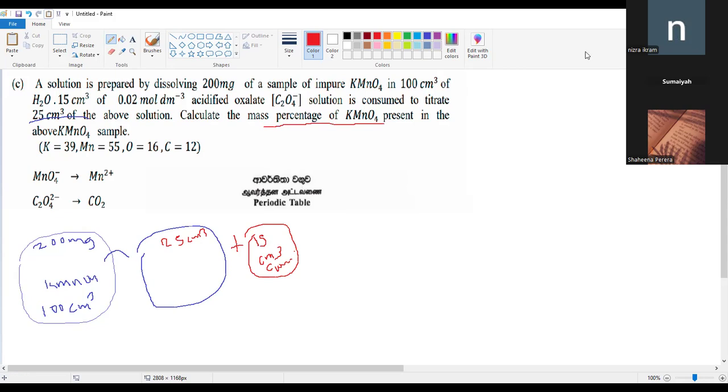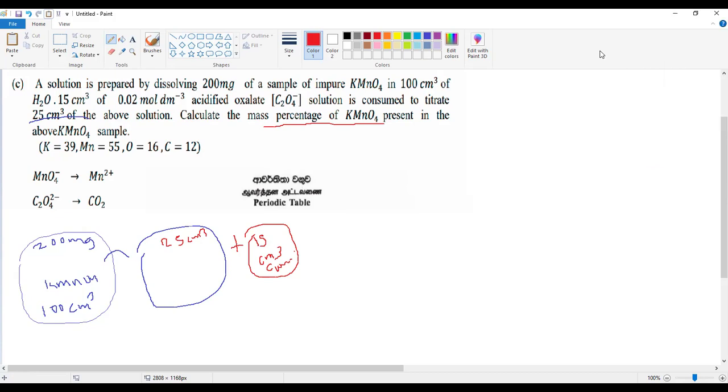Before approaching any calculation question, you just have to make a plan for how you are going to work this out. First, we'll write the only reaction happening here: MnO4 minus reacts with C2O4 2 minus. So MnO4 minus is reducing to Mn2 plus. Already the products are given, so they have made your work easier. C2O4 2 minus will oxidize to CO2.